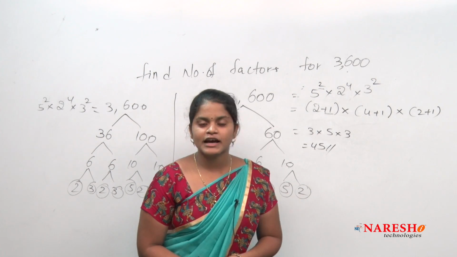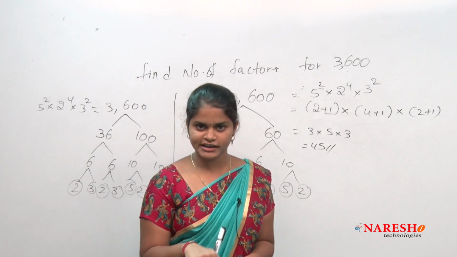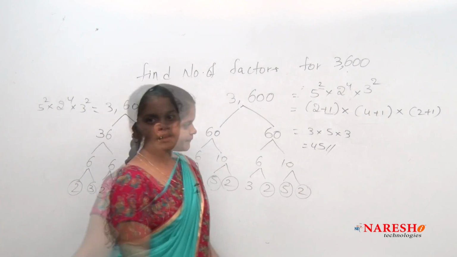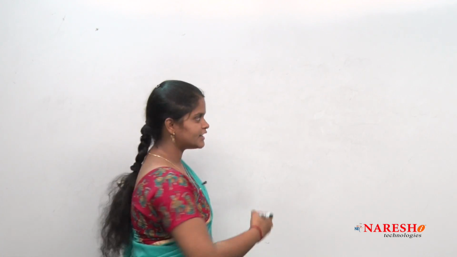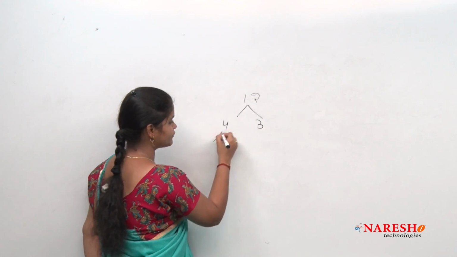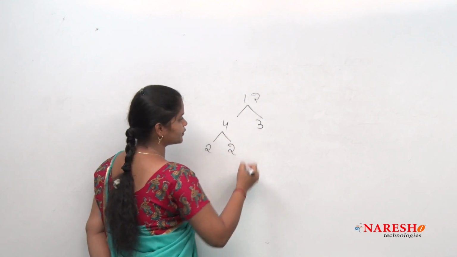In the previous example we took 12 and we got 6 factors. Let's check how many factors there are for 12 in the same process. So what is the number? 12. 12 can be written as 4 into 3. Again 4 can be written as 2 into 2, and then 3.